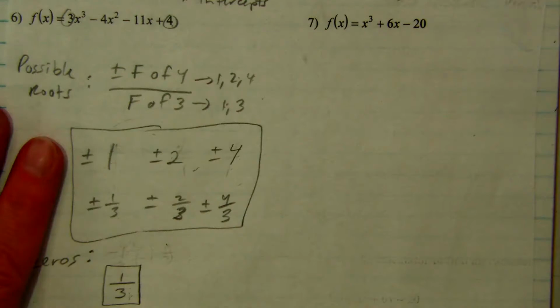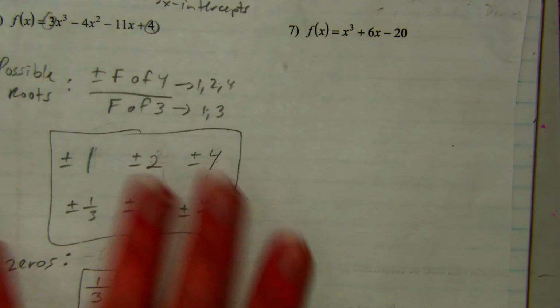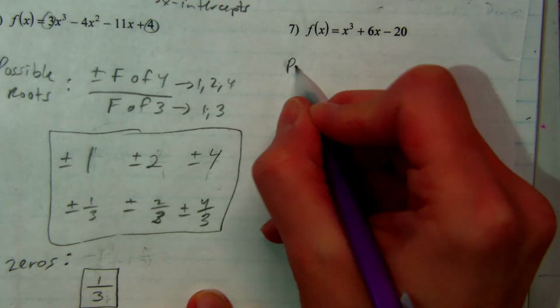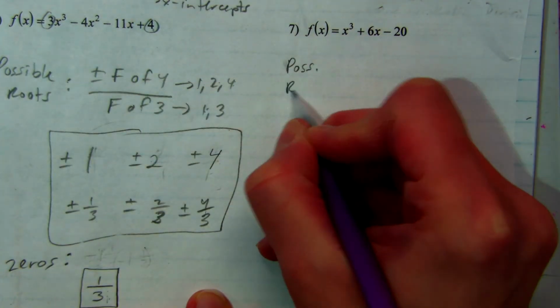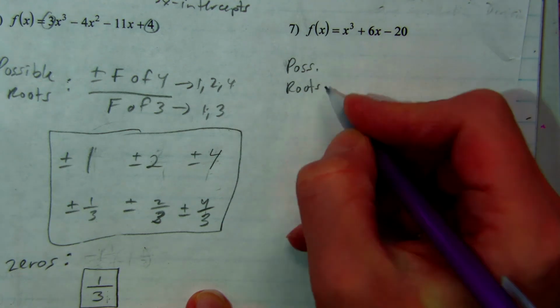Okay, so let's move on to number 7. So we're going to look at possible roots or zeros.